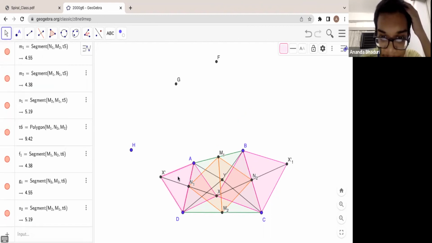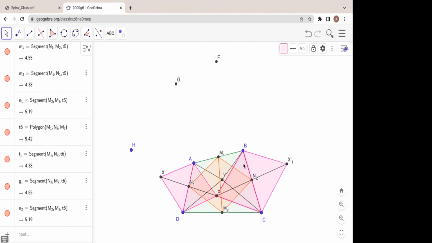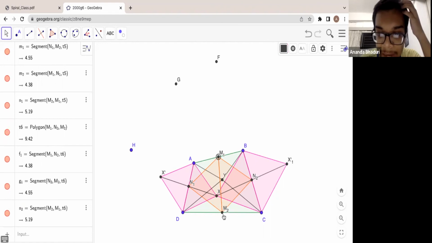So first we reflected, you got this part that AX dash B is similar to this triangle BXC. Can you please repeat what M1, M2 are? M1 is the midpoint of AB and M2 is the midpoint of CD.